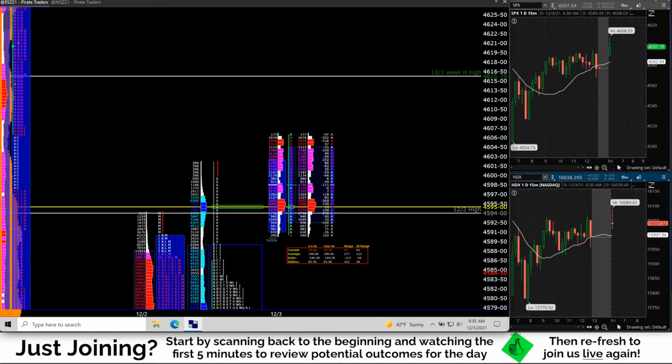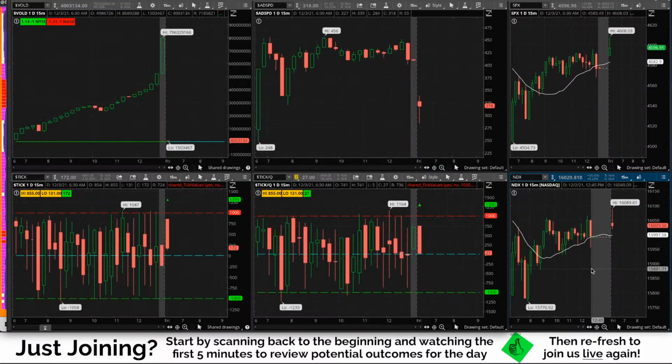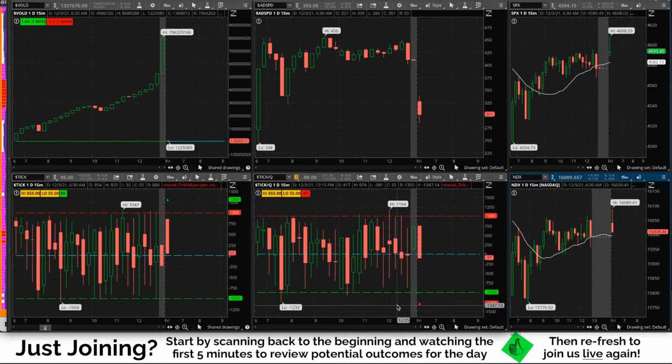All right, so now we're testing yesterday's high. Can we find support? So at this point, we want to keep these ticks above the zero line. They needed to absorb that overnight inventory, which was a little bit net long. But now it's time for the buyers to step in.